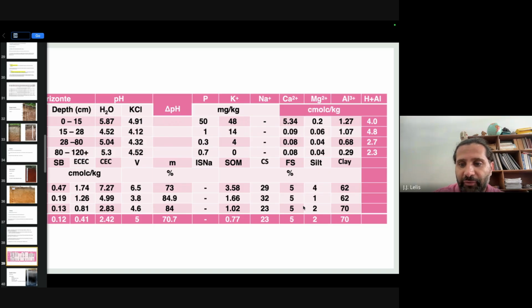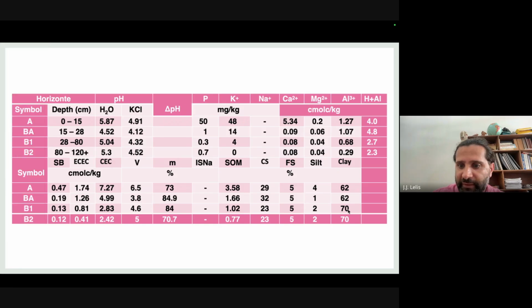So now we have the content of clay at the B1 and B2 horizons, okay? It's basically 70%, and the CEC is here. So I can check, and let's start from the B2 horizon. What I need to do is divide the CEC of this B2 by the content of clay, that's here, 70. So 2.42, let's do this math.